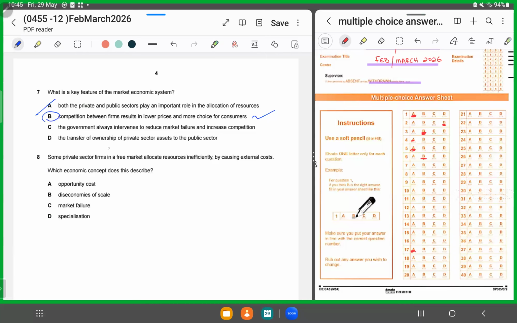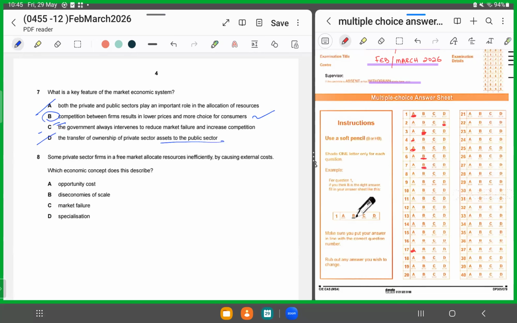C says the government always intervenes to reduce market failure and increase competition. No, that's not the case. D says the transfer of ownership of private sector assets to the public sector. That's never the case, right? So 7, it's B. Where there are lots of producers, there's lots of competition, because what happens? Price mechanism, right? It's an equilibrium. It's where the demand and the supply meet, right? So for 7, you'll shade in B as the correct answer.